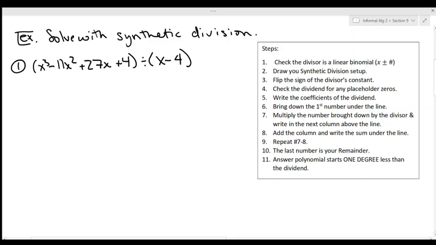For our first example, we have x to the third minus 11x squared plus 27x plus 4. Our first step is to check the divisor is a linear binomial. We have to remember which one's the divisor and which is the dividend. The first parentheses is your dividend, and the parentheses after your division symbol is your divisor. Our divisor is just the variable minus a number, so it is a linear binomial. That's what you need to start synthetic division.